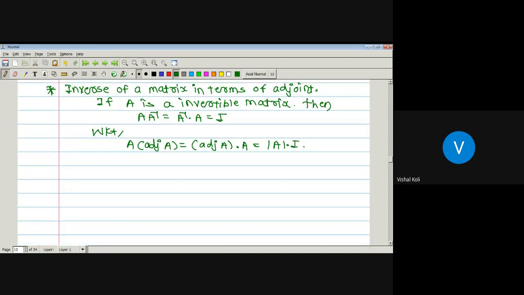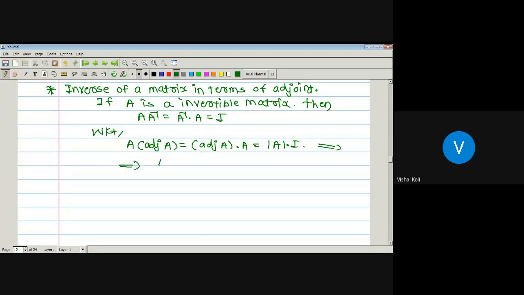Now here A is an invertible matrix. As it is invertible, then it must be a non-singular matrix. Since if the matrix is non-singular, then only the inverse of a given matrix will exist. That is, a matrix is said to be non-singular if its determinant is not equal to 0. As here determinant of A is not equal to 0, we will divide this equation by determinant of A.